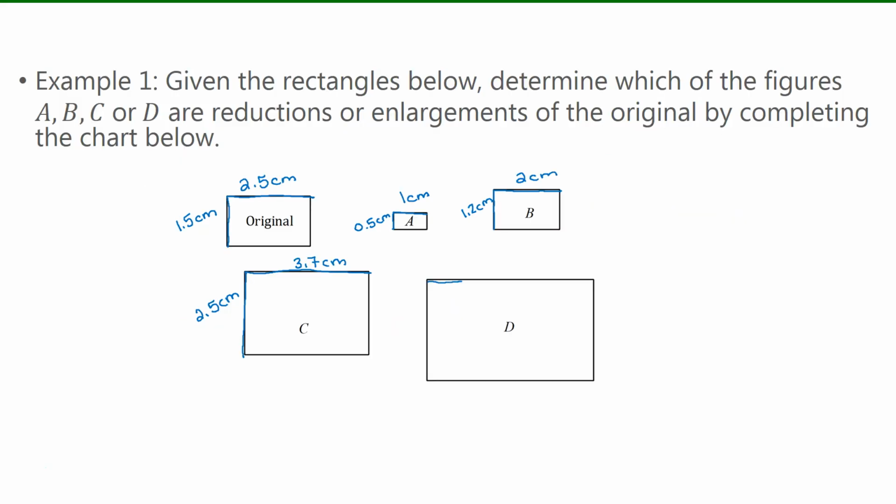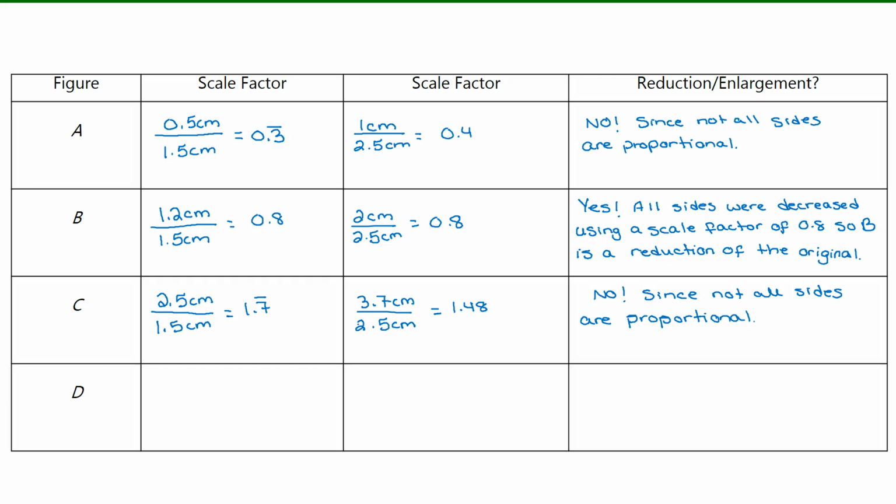Now for D, I got 5 centimeters by 3 centimeters. So if I take 3 centimeters and divide that by the corresponding side of 1.5 centimeters, I get a nice value of 2. And then taking 5 and dividing that by 2.5, I also get 2. So here we have another proportional diagram. And in fact, it is an enlargement because the scale factor is bigger than 1.